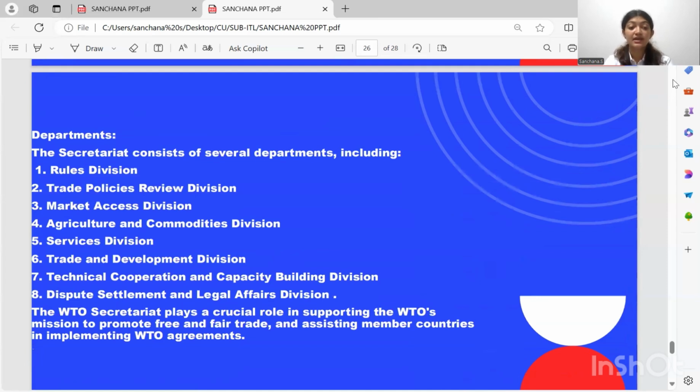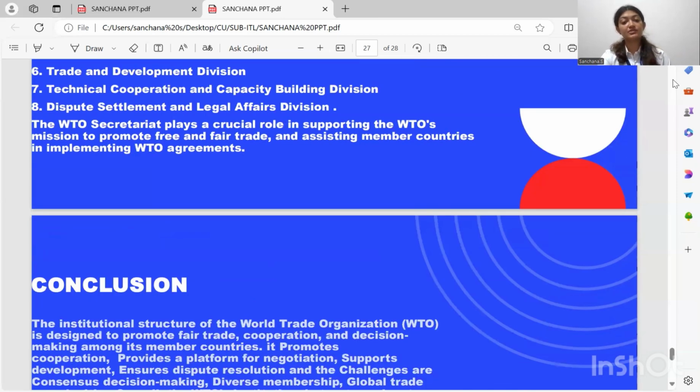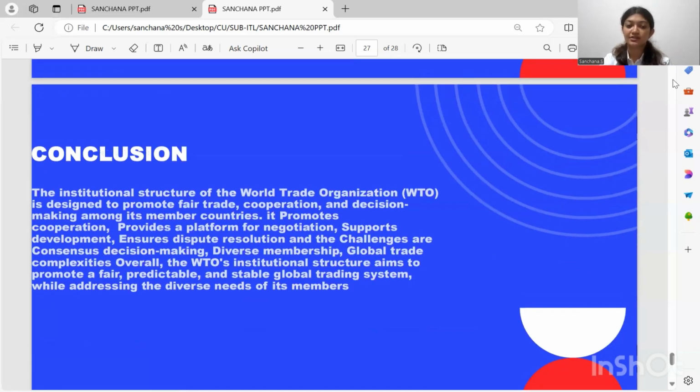So the departments are listed below: Rules Division, Trade Policy Review Division, Market Access Division, Agriculture and Commodities Division, Services Division, Trade and Development Division, Technical Cooperation and Capacity Building Division, and Dispute Settlement and Legal Affairs Division. The WTO Secretariat plays a crucial role in supporting the WTO's mission, promoting free trade practice, and assisting member countries in implementing WTO agreements. So, moving on to the conclusion.